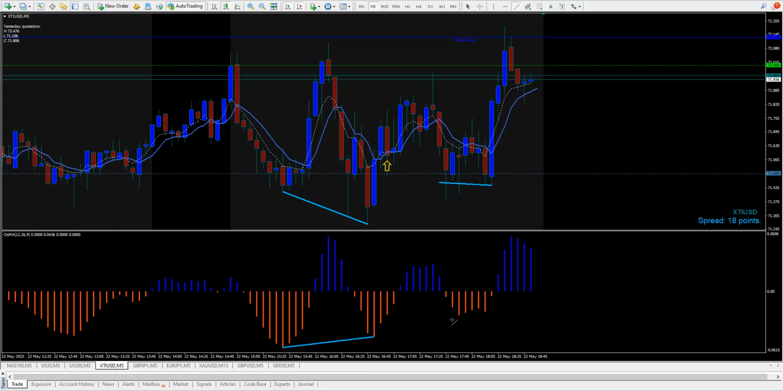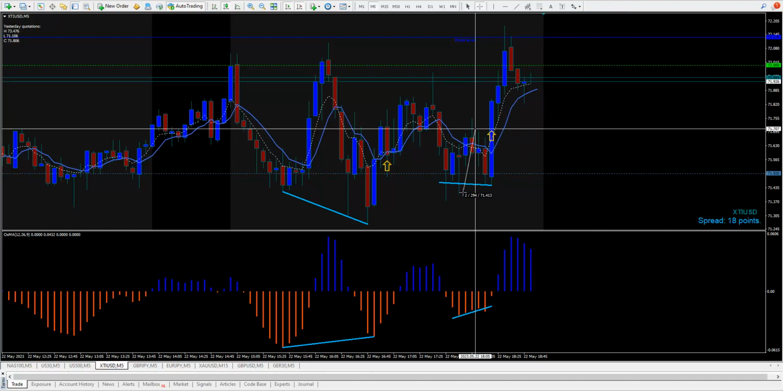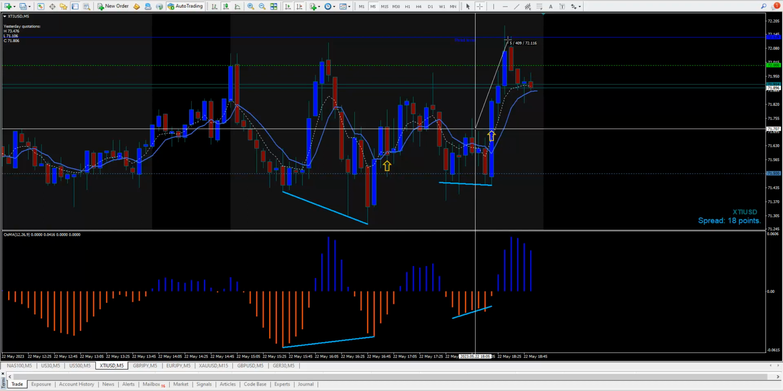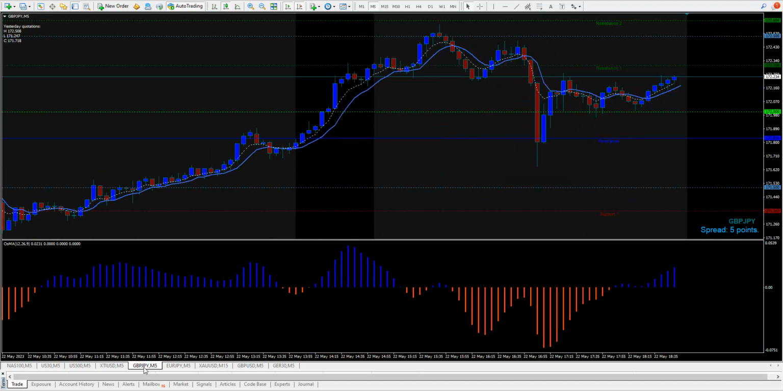See this right here? You would have had to jump in on the fly. Somewhere in there, jump in. Stop would have been 34, and it went up 47. Yeah, and that's it for that. Let's look at the pound yen.